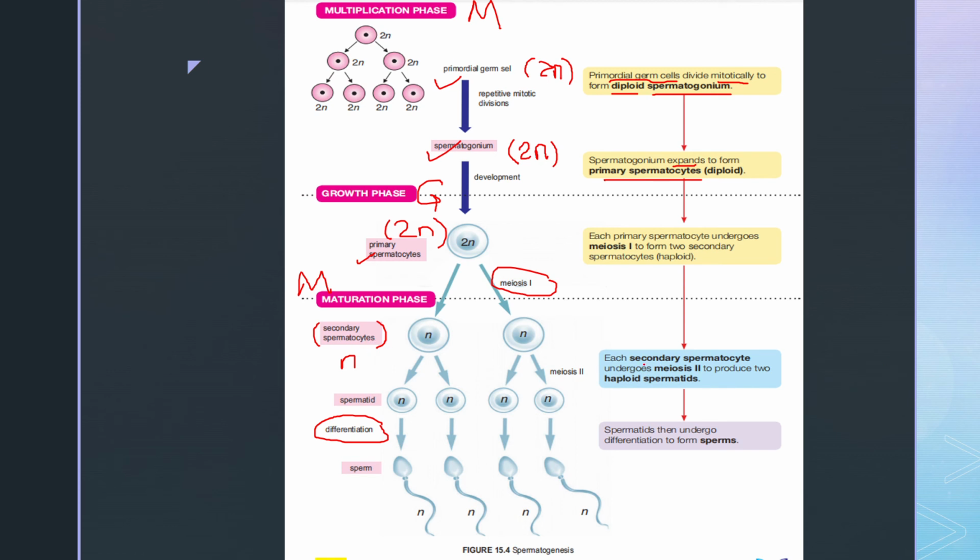From the secondary spermatocytes, each of them will undergo meiosis 2 to produce another two haploid spermatids. So take note of the names of the cells. It is now called a spermatid, which will then undergo the differentiation process, forming sperm. This is the structure of a sperm, where you can see it has a head component and also a tail component. And of course, a sperm is haploid.